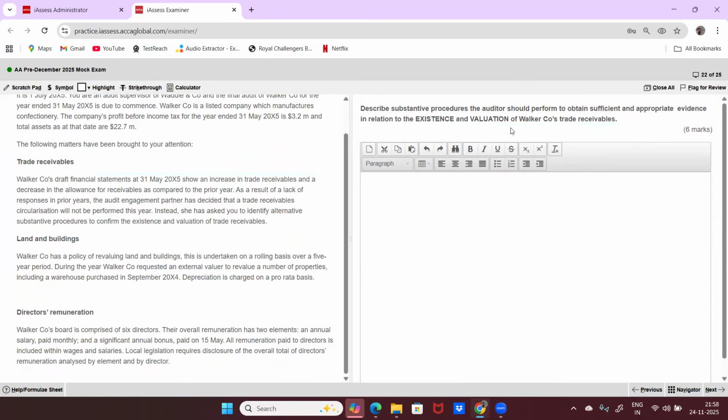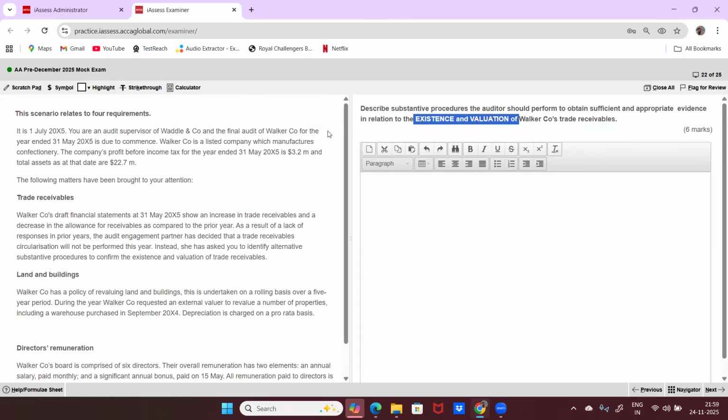Now the next thing to be seen is that they want you to write the assertions for existence and valuation. That does not mean that you cannot write for the other assertions. Of course you can, but your 6 marker answer has to contain existence and valuation assertions for sure, and then for 1 or 2 you can write the other ones as well. That's absolutely fine. So let's start by reading the introduction first, and then we'll read the trade receivables as well.